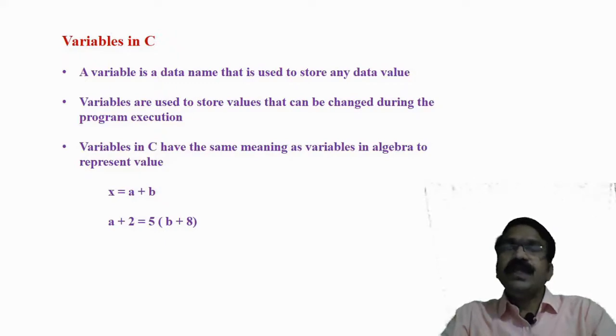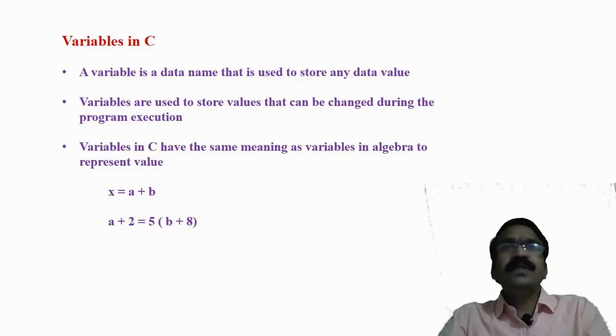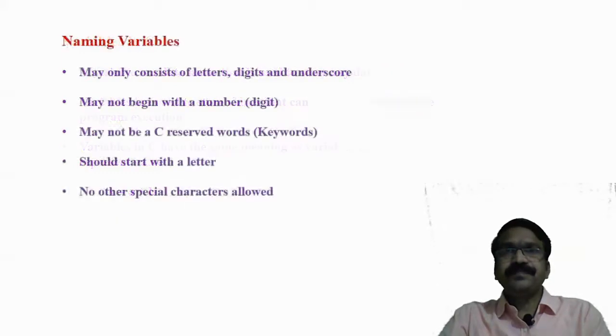A and B are the variables. 2, 5, 8 are the constants, because those values will remain as they are during program execution. But in the case of B, whatever new value we place each time, the value of the variable will change during program execution.